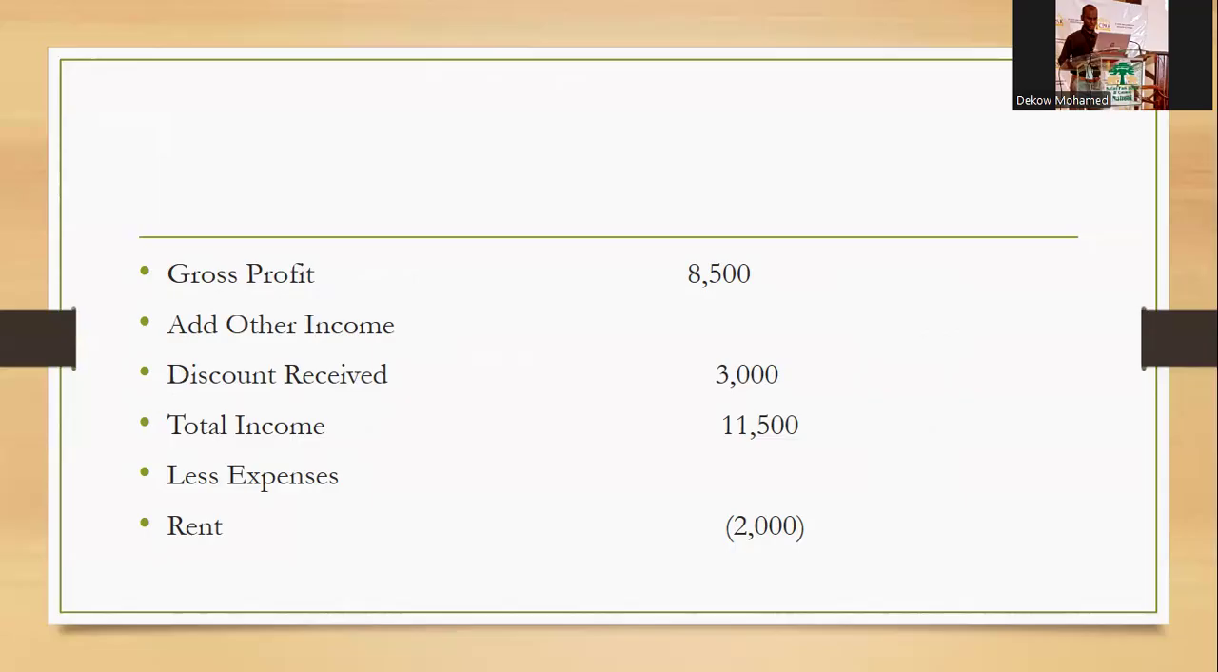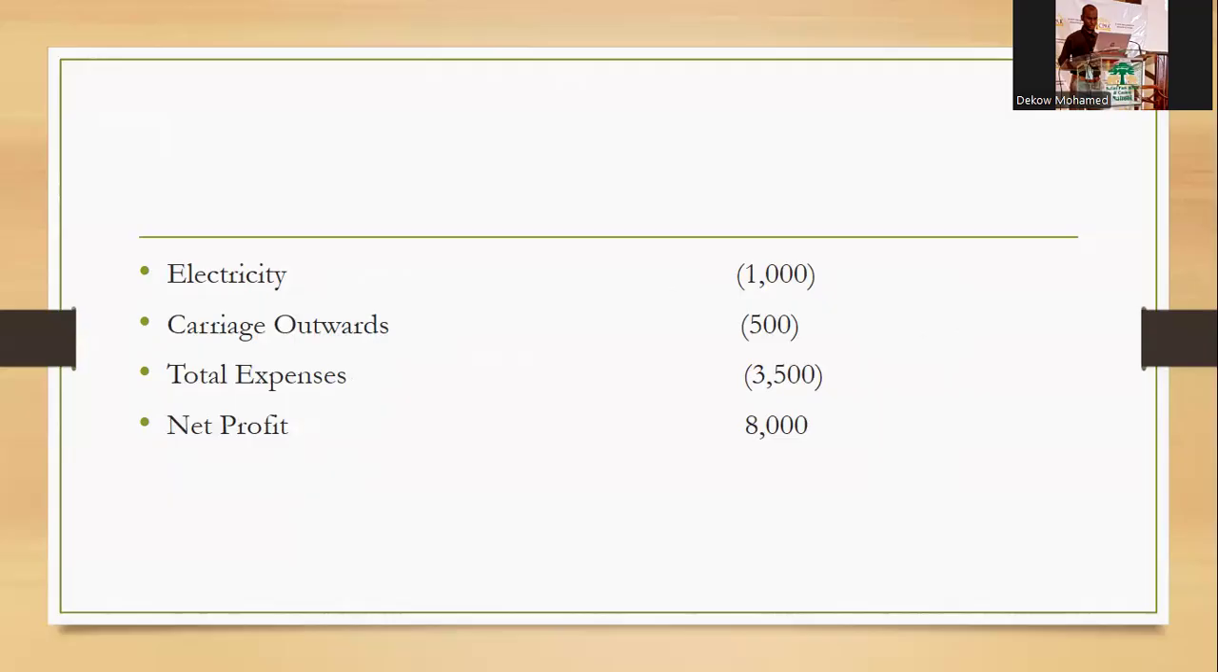Now we are going to less the expenses, which we have rent, 2,000. We're also going to less electricity, 1,000. Carriage outward, 500. Now we'll have the total expenses as 3,500. Now we less that from the total income, we get a net profit of 8,000. So that was the brief illustration for the beginners for the income statement.